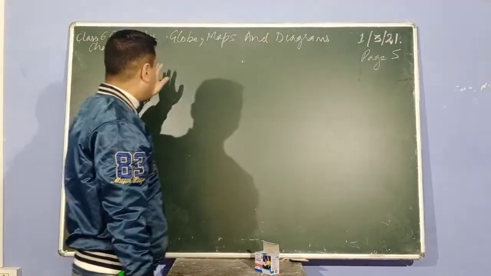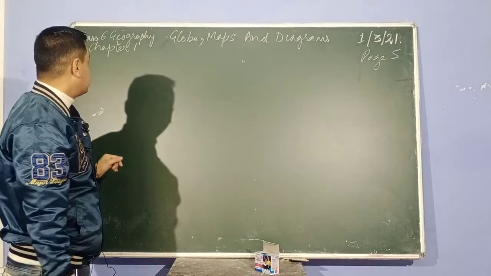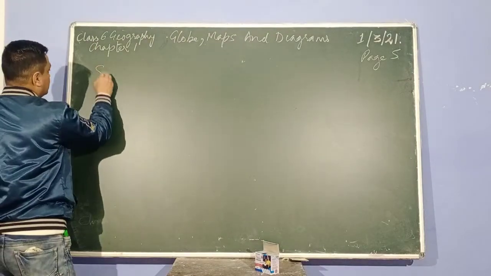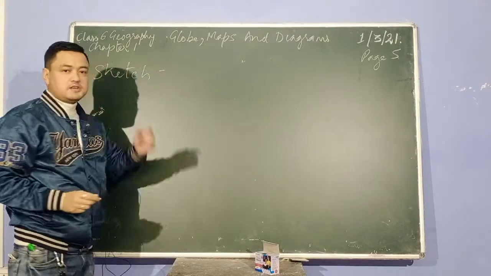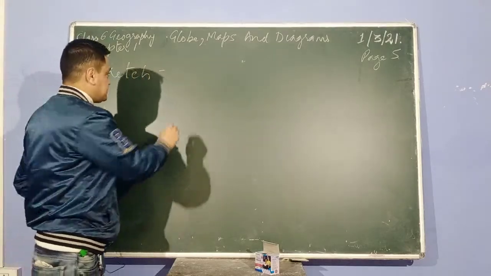We are doing chapter number 1, globes, maps and diagrams for class 6 geography. Today the topic that I'm going to start is sketch. But before going to the sketch, we have to understand what a map is.